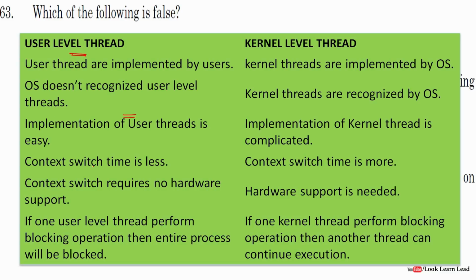Context switch requires no hardware support in user level threads, whereas in kernel level threads we need hardware. If one user level thread performs a blocking operation, then the entire process will be blocked. If one kernel level thread performs a blocking operation, then another thread can continue execution. For example, if you are working on a process and you close that process, another process would be in execution. This is an example of kernel level threads.